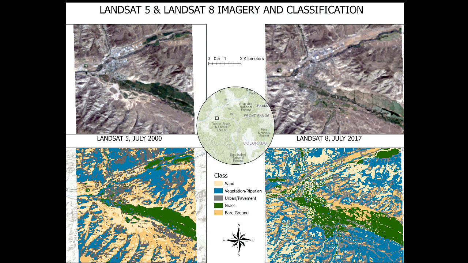A computer classification was done, which is represented by the bottom two images, and it indicates significant change in grass and vegetation over time from 2000 to 2017, as can be indicated in the south by Eagle Ranch, compared to the sandy or bare ground in 2000. Put into table format on the next slide, we can see the change as a percentage.